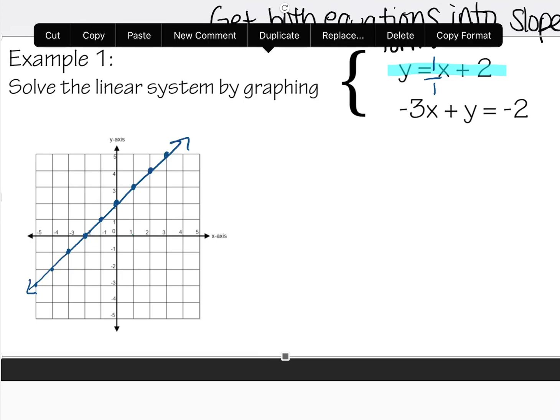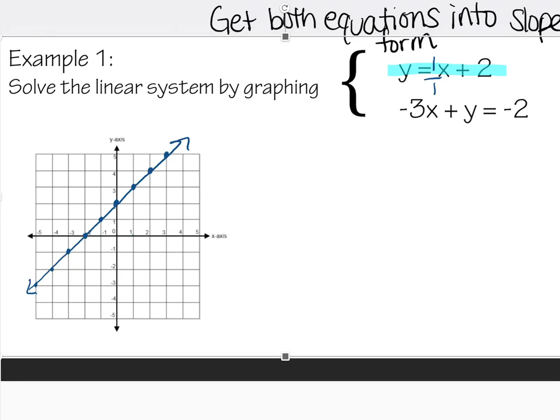Now our next equation is actually in what is called standard form. So we have negative 3x plus y equals negative 2. Instead, what we're going to do here is we're going to erase this. There we go. We're going to isolate our y.